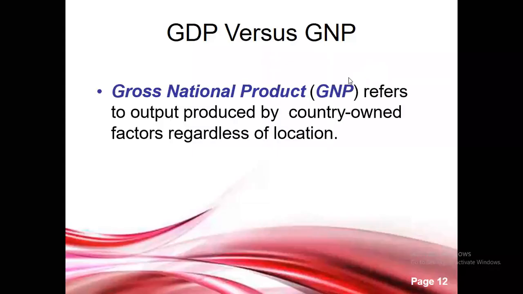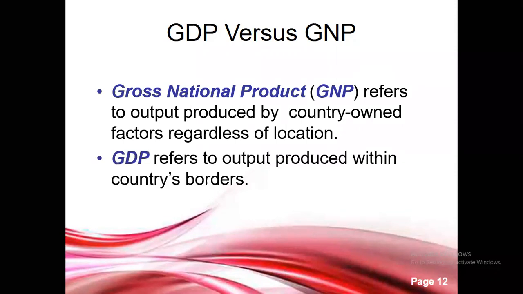GDP versus GNP. Gross national product refers to output produced by a country's own factors regardless of location. GDP refers to output produced within a country's border. Let's suppose this is your land. Whatever goods and services are produced within the border will be considered a part of GDP.